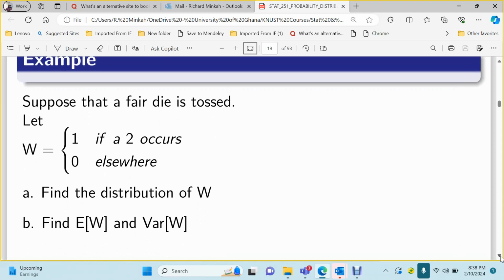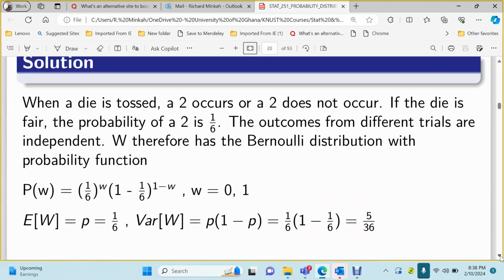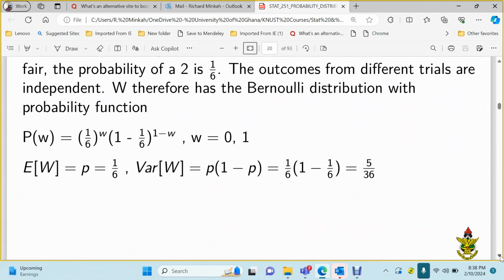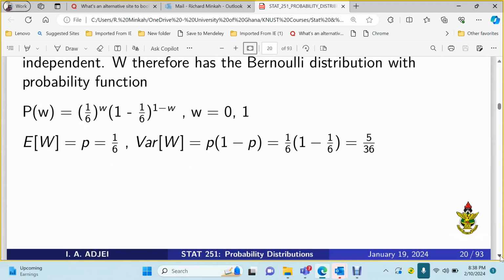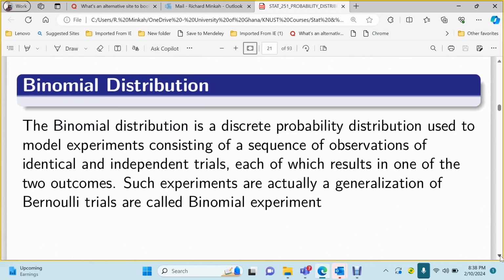So this one, find the distribution of W. This you should be able to find, right? And then find the expectation and variance. So the example, you should be able to do it in the book. It's just like we have discussed. P is that, and so forth. So it's quite easy for you to do this. Okay. Now I'll discuss this and then we close.